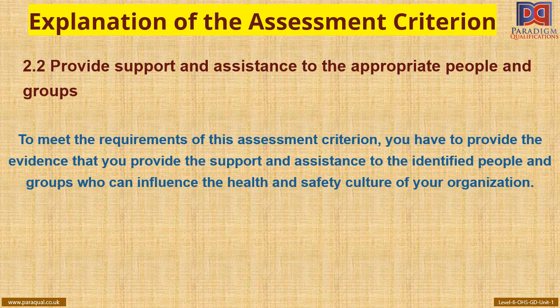The assessment criterion 2.2 of Unit 1 is provide support and assistance to the appropriate people and groups. This criterion requires you to provide the evidence as follows. How do you provide the support in terms of training, advice, or resources to the people in your organization who can improve the health and safety culture? Let's discuss what can be the suitable evidence.